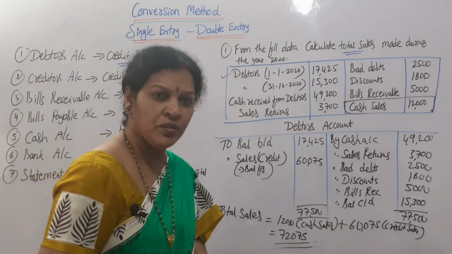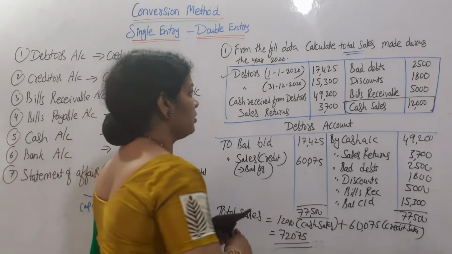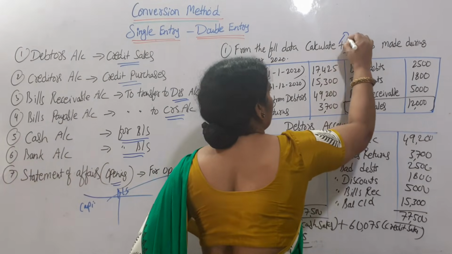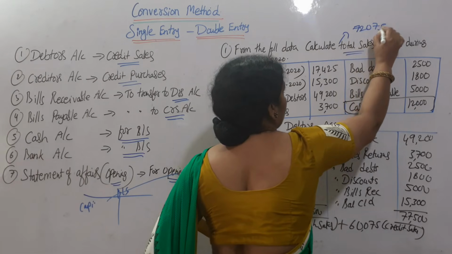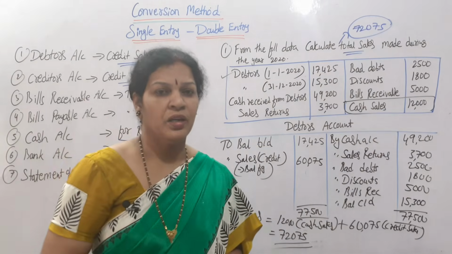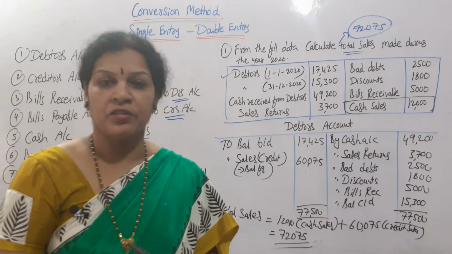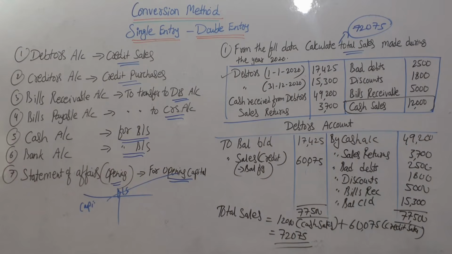Can you see the board? 72,075 rupees. Now the total is here. Total sales are 72,075. Like this you have to show. Am I clear? First take a screenshot, then I'll give you a recap. Screenshot or pause the video and note it down.